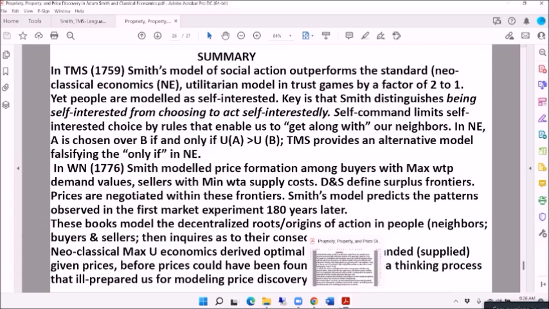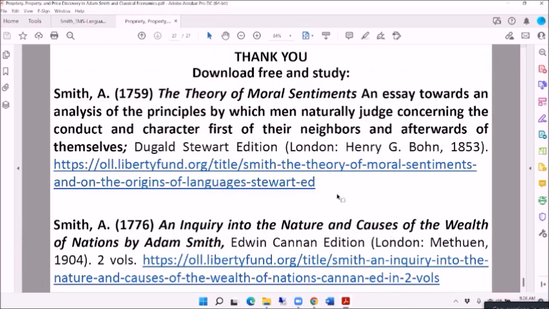TMS provides an alternative model, falsifying the "only if" part of it. So it doesn't have to be driven by utility, the traditional utility maximization, but by these rules that we learned to follow.